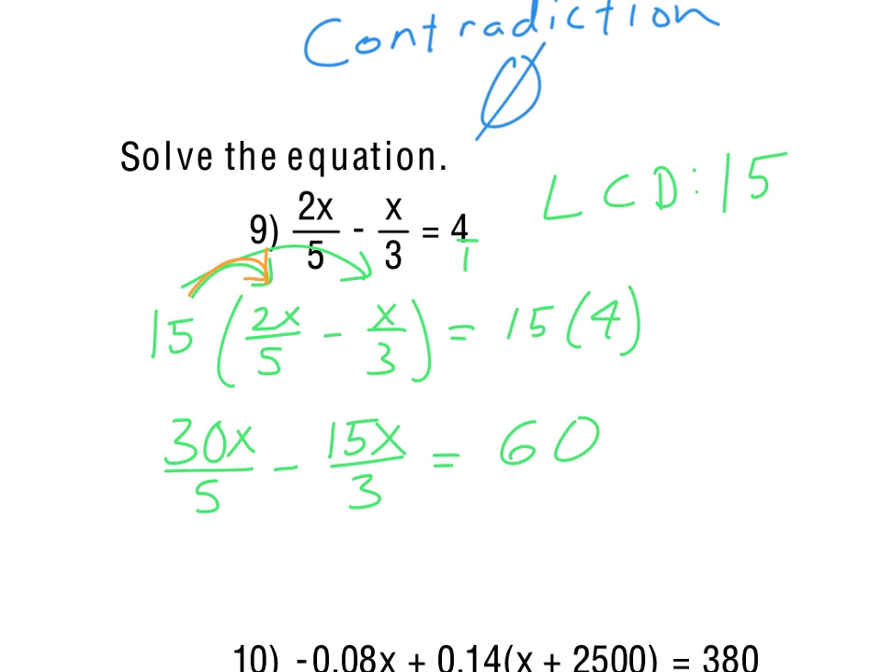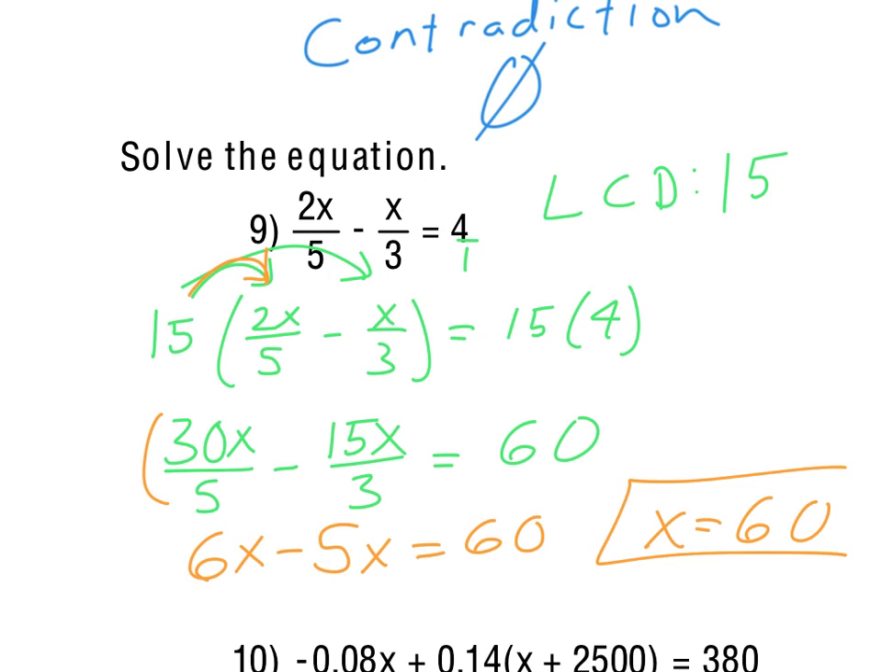You get to the same point though if you do this, because really now we're just doing 30 divided by 5, which of course still gives us 6. And here I can just do 15 divided by 3, which gives me 5. It's a little bit strange because 6x minus 5x is just x, and so we end up with x equals 60. So again, that is a conditional equation, but we're not asking for that at this point.